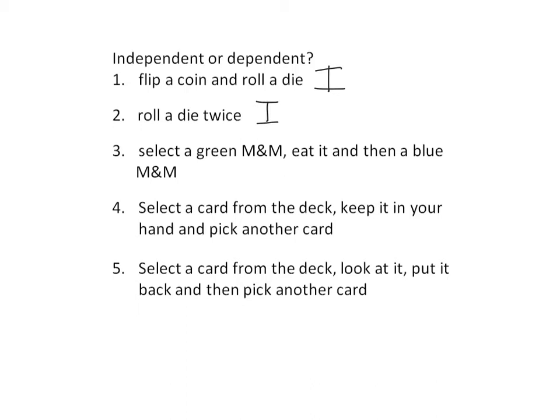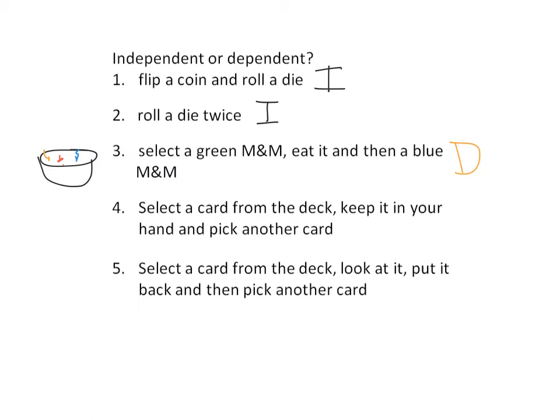Number 3, if we select a green M&M and then eat it, let's say there's a bowl of M&Ms. If I select a green one and I eat it, and then I want to select a blue one, and I'm trying to figure out the probability of that happening, notice that since you ate the green one, the second draw, trying to get a blue M&M, for example, is dependent upon the fact that you changed your sample space. So this is dependent.